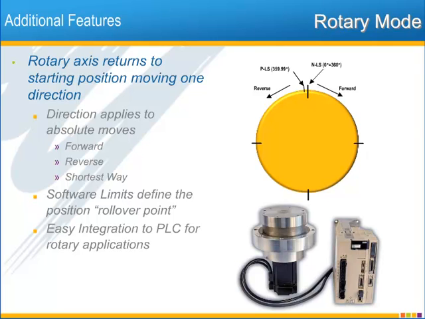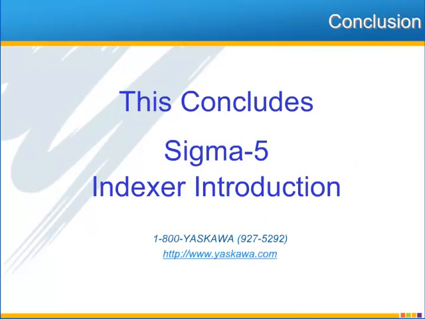and it can figure out automatically how to accomplish these absolute positioning moves, either forward, reverse, or to move the shortest way. A rotary load also implies that some absolute positions are out of the logical range. In this illustration, there is no position greater than 360 or less than 0. The software limits are used in the rotary applications in order to establish this range and the rollover point. Although the indexer is a simple positioning device, this ability to intelligently handle the rotary movement is quite powerful and makes it really easy to integrate with a PLC.